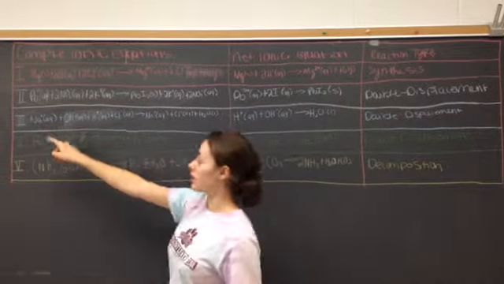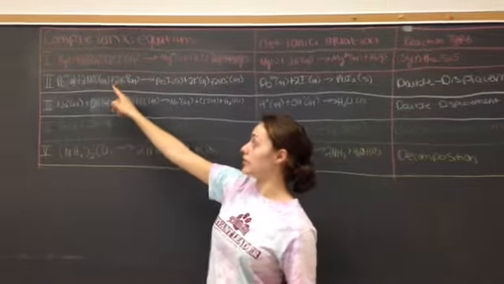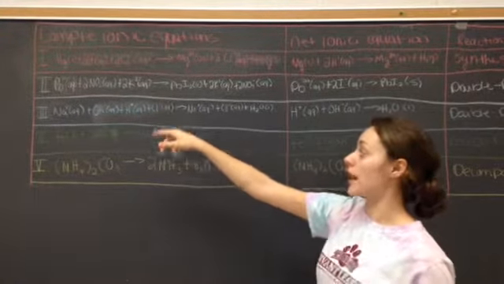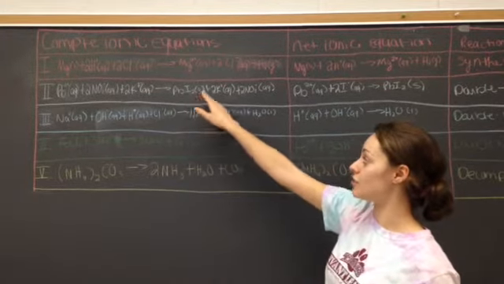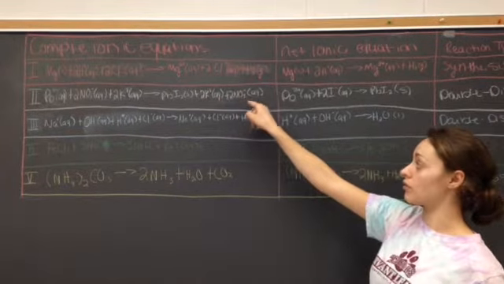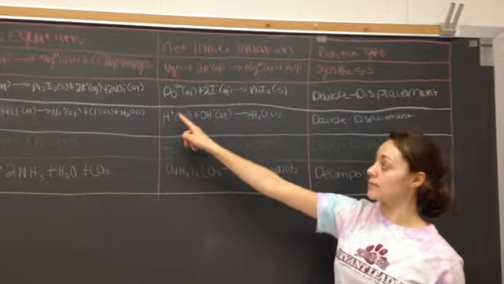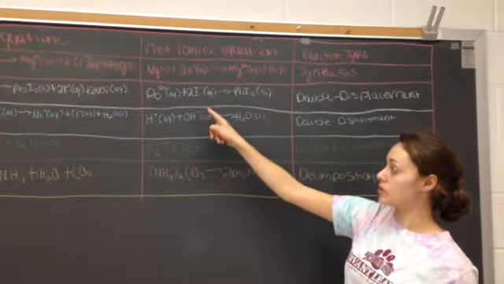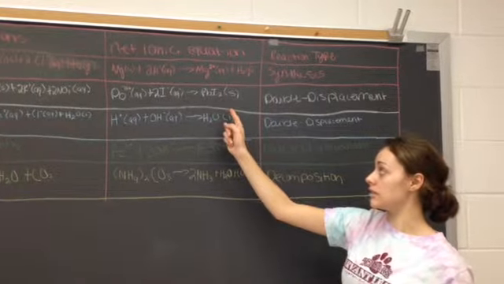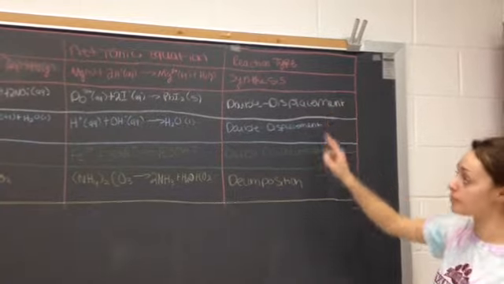Then for part 2 we had Pb2+ aqueous plus 2NO3- aqueous plus 2K+ aqueous plus 2I- aqueous reacting to produce PbI2 solid plus 2K+ aqueous plus 2NO3- aqueous. The net ionic equation was Pb2+ aqueous plus 2I- aqueous, and the product was PbI2 solid. And that was a double displacement reaction type.